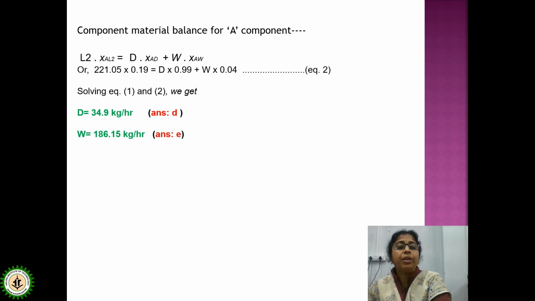After solving equations 1 and 2, we get the value of D as 34.9 kg per hour and W as 186.15 kg per hour, which are the solutions of questions D and E respectively. That's all. Thank you.